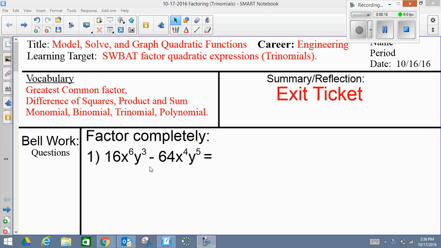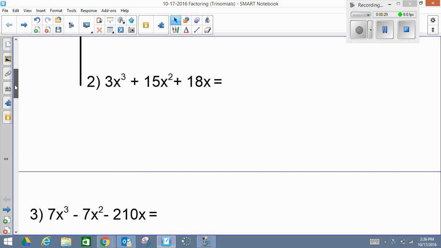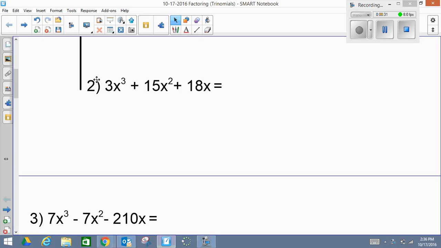There was a bell work, which is going to be greatest common factor and then difference of squares, but I'm going to stick to our topic right now. So the question will always be factor completely, all right? I have 2, 3 here. Let's do 2 first of all. So the question: we factor completely.